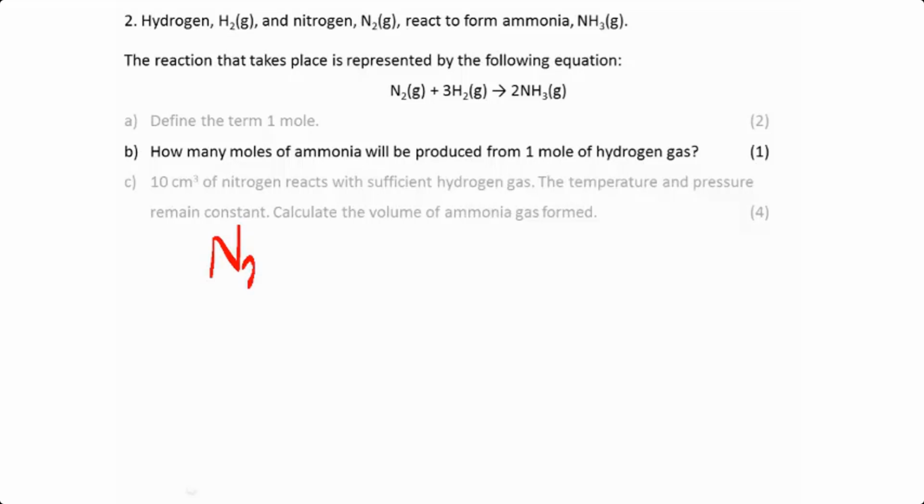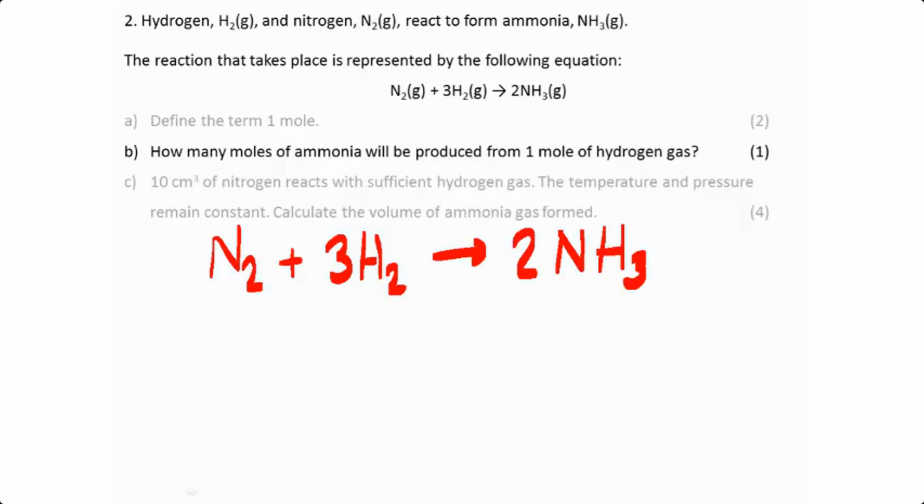How many moles of ammonia will be produced from 1 mole of hydrogen gas? So here we have the reaction. I'm just repeating what's written up at the top. And it is a balanced equation. That's very important, because that gives us the molar reaction ratio. 1 mole of nitrogen reacts with 3 moles of hydrogen to produce 2 moles of ammonia.